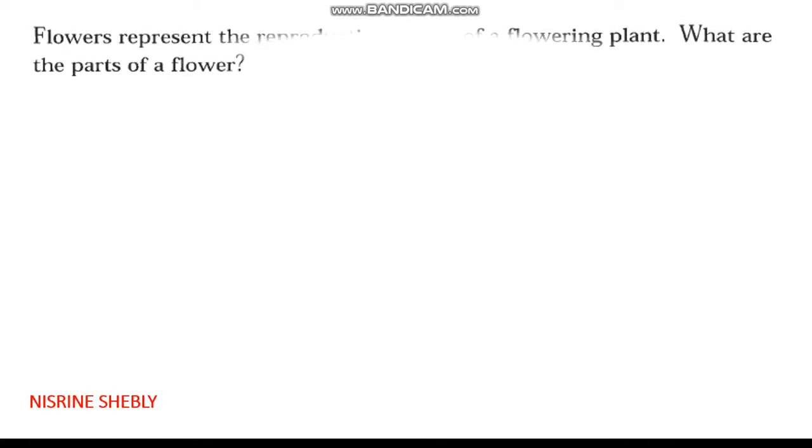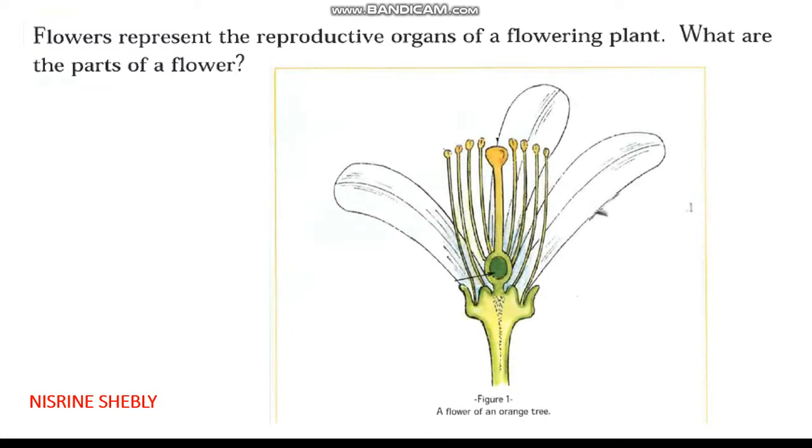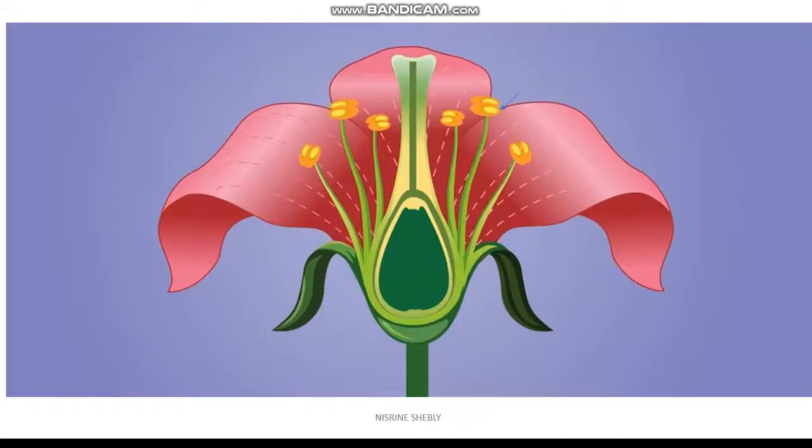Parts of a flower. Flowers represent the reproductive organs of a flowering plant. What are the parts of a flower? Petals, sepal, stamens, stigma, and ovary. Each part of the flower has a specific function.